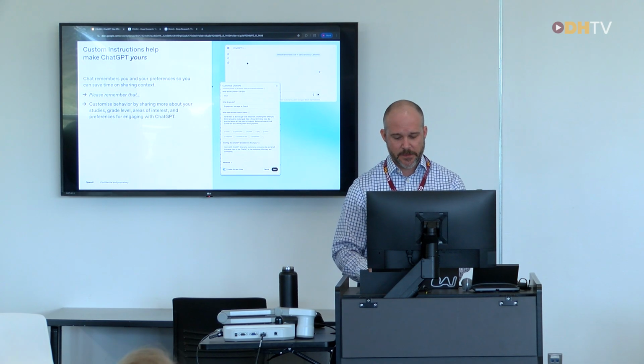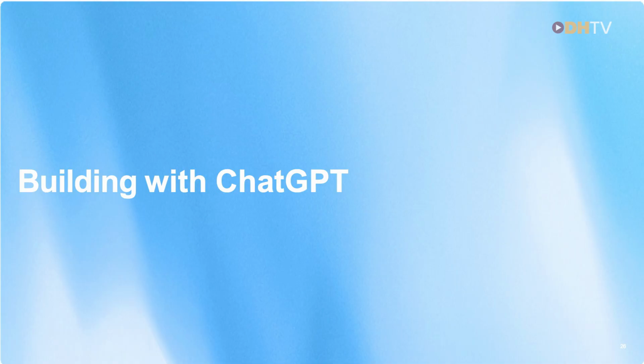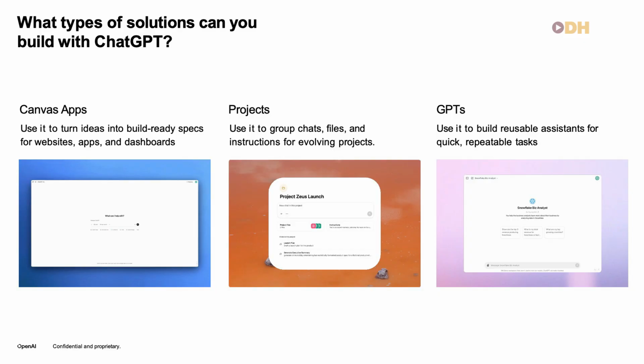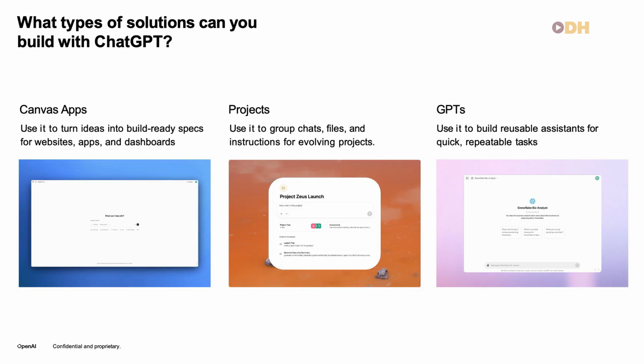I covered custom instructions. We'll skip over that. I want to now get into what building some solutions and potentially activities in the classroom can look like. We have 3 that I'm going to focus in on today. We're releasing things every other day. There's going to be more to come here in the coming weeks. We have Canvas apps, which I'll click into. We have projects, which I think were germane to one of the GPT examples from our previous presenter that I'll get into, and then custom GPTs.